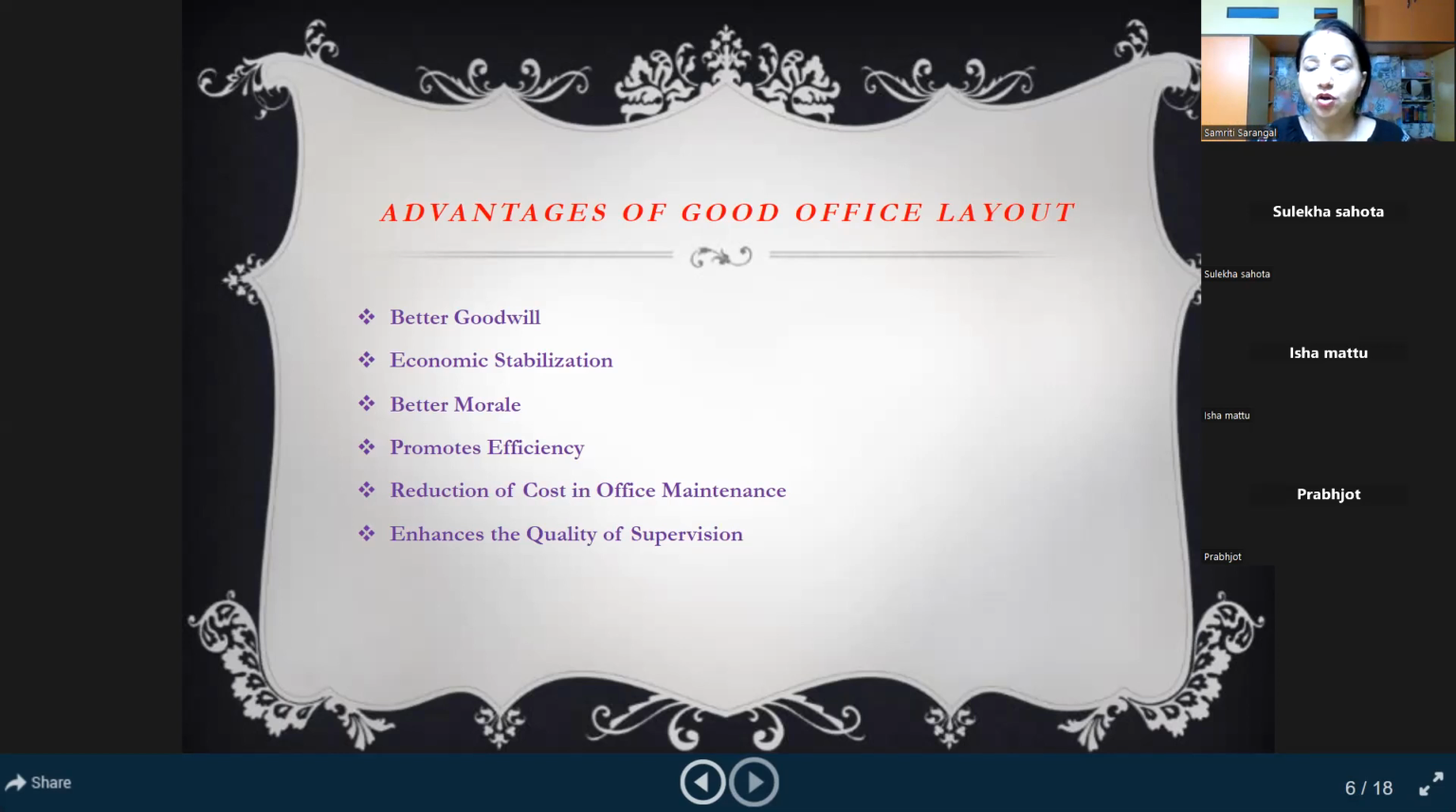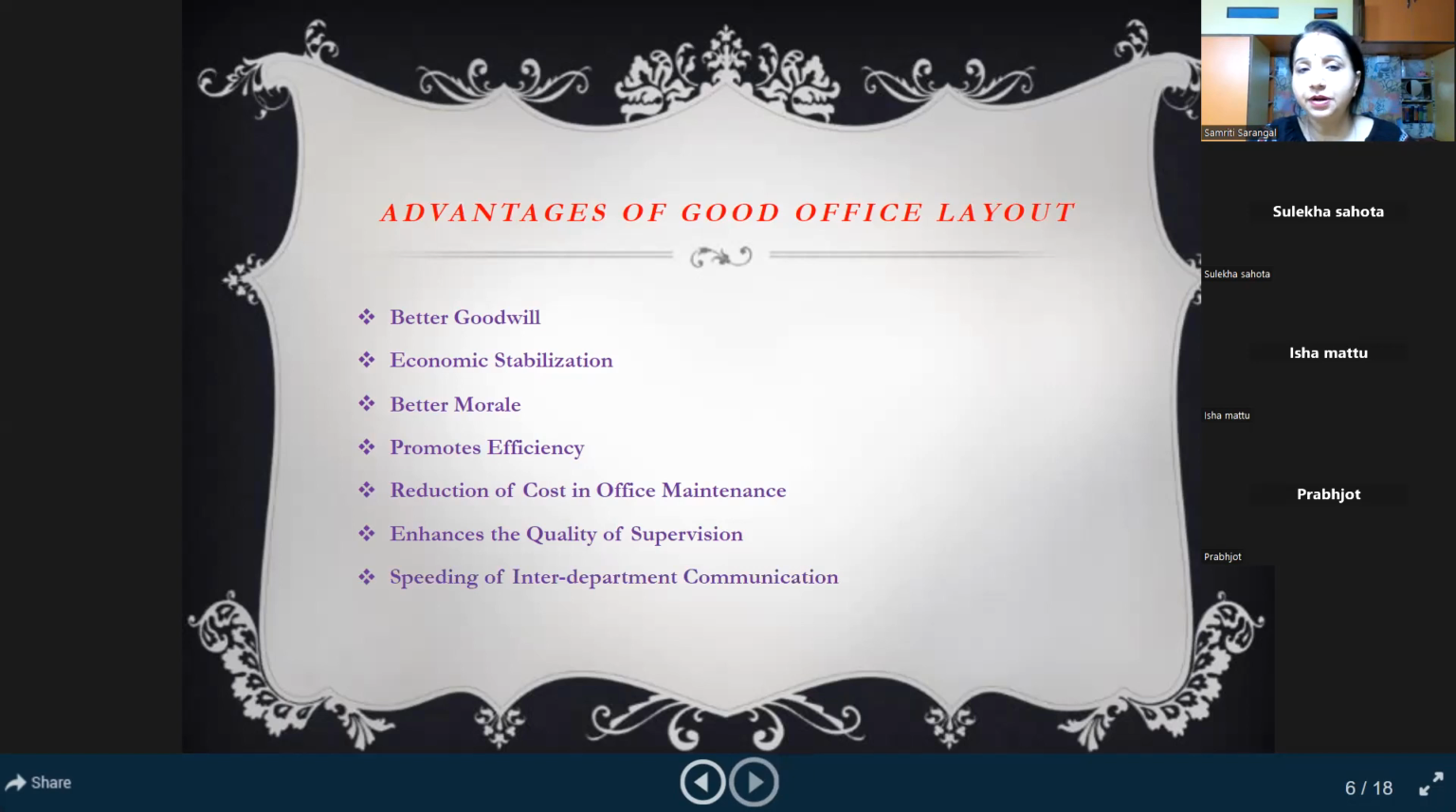So enhance the quality of supervision. When the good atmosphere is given to your employees or the supervisor, definitely उनकी work capacity भी बढ़ती है, उनकी efficiency to prove themselves will also increase. So it enhances the quality of supervision also, right?